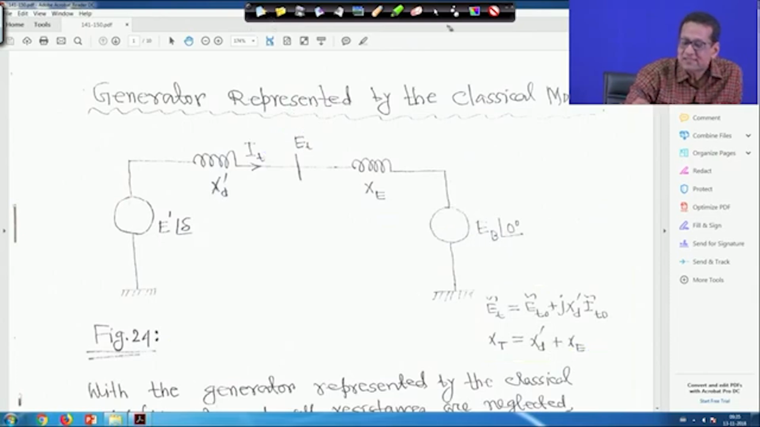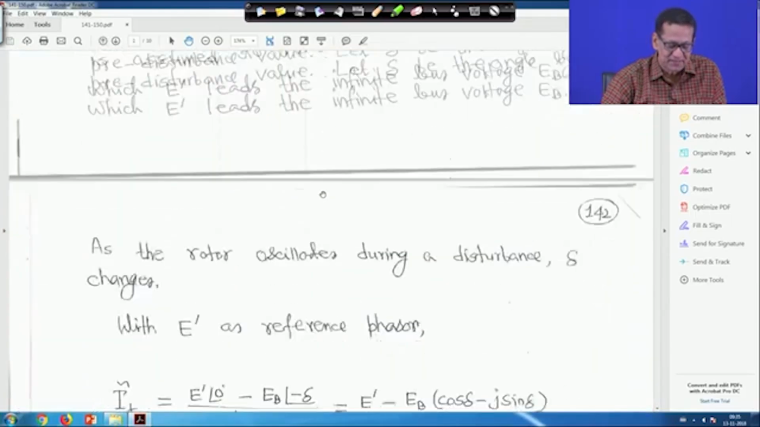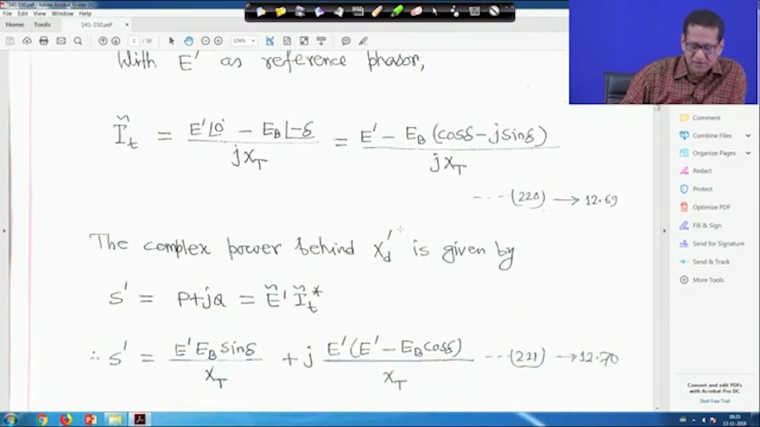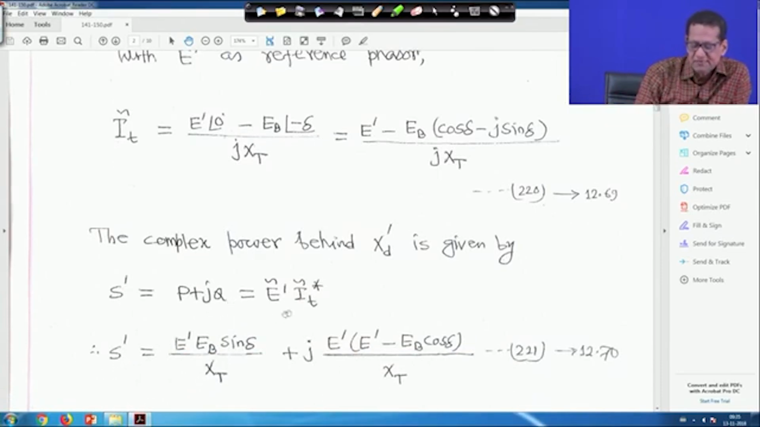So, that is why this equation is written like this: E' angle 0 minus E_b angle delta, this is actually minus E_b cos delta minus j sin delta upon j x_t. So, now next from that, the complex power behind x_d' is given by S' is equal to P plus jQ is equal to E' tilde into I_t conjugate. So, if you just try to do it, I am just making it for you.